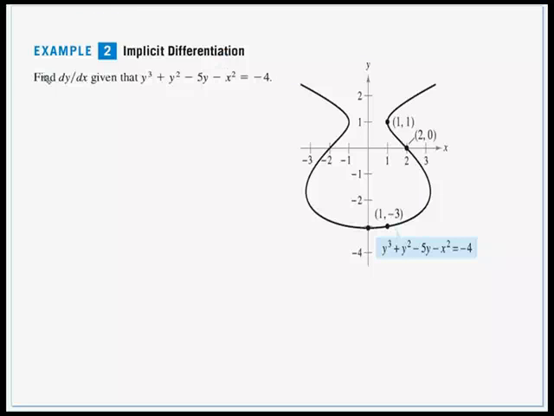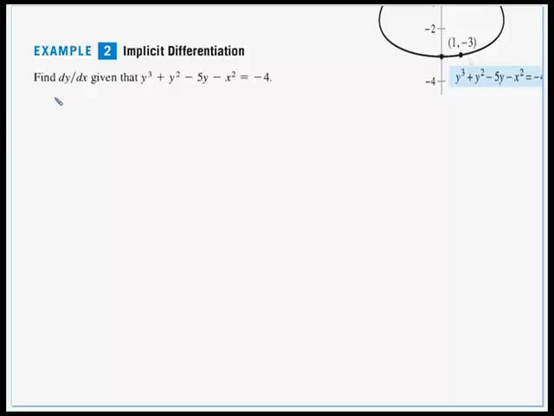So example 2, find dy/dx, given that y to the third plus y squared minus 5y minus x squared equals -4. So that's a pretty nasty equation we got there, and we are going to derive that with respect to x. So the derivative of the first term, y to the third, the variables disagree, so it's going to be 3y squared, just that simple power rule, and because the variables disagree, we tack on a dy/dx.